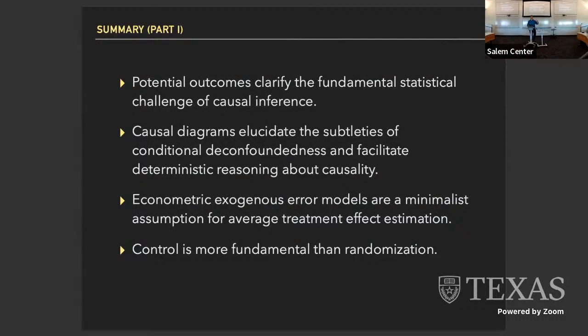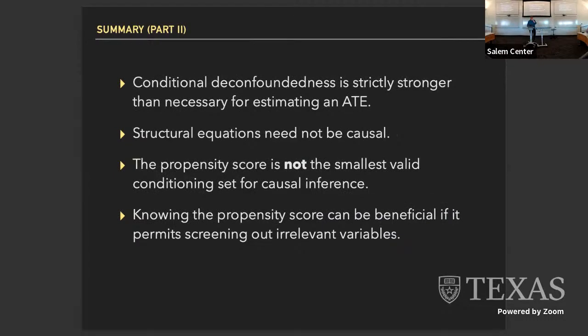Randomization is sort of the byproduct. Conditional deconfoundedness is strictly stronger than necessary for estimating ATEs. So that's one take home: that's the typical starting point that people start at, and it's actually not necessary. You can have confounding, but as long as it's in the tails or the higher moments, you don't need that. Structural equations don't have to be causal.